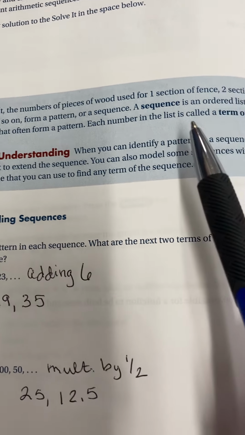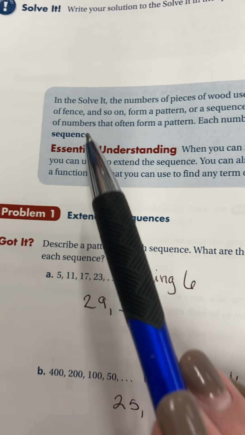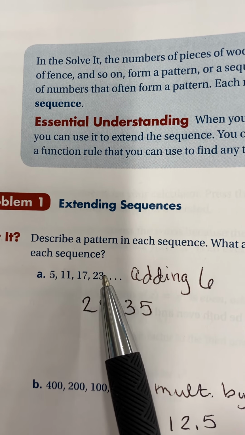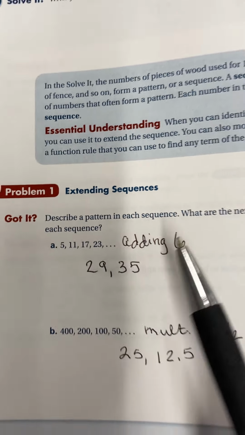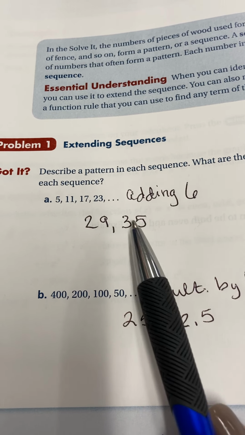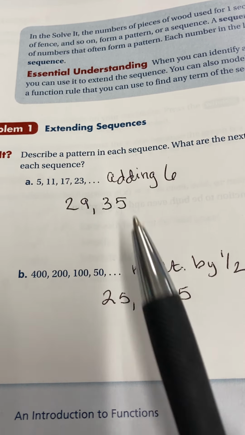And each number in the list refers to a term in the sequence. So for an example, this is the first term, second term, third term, fourth term. All right, so what's going on in this pattern? If we look at it, it looks to me like we're adding 6. So to get the next two terms, you just finish adding 6 for the two terms.